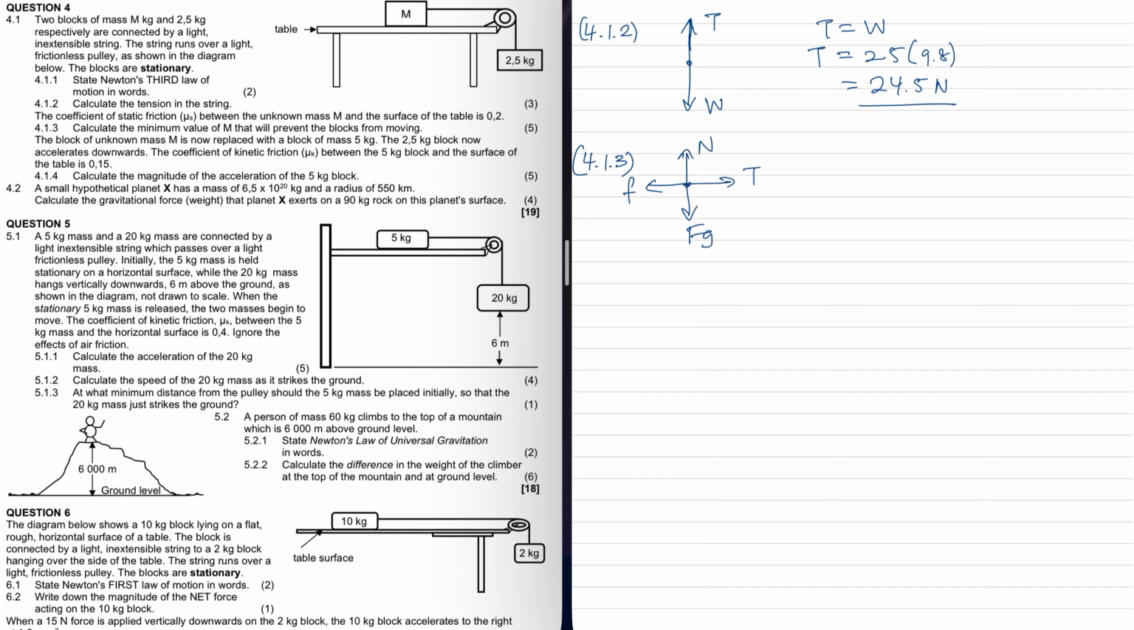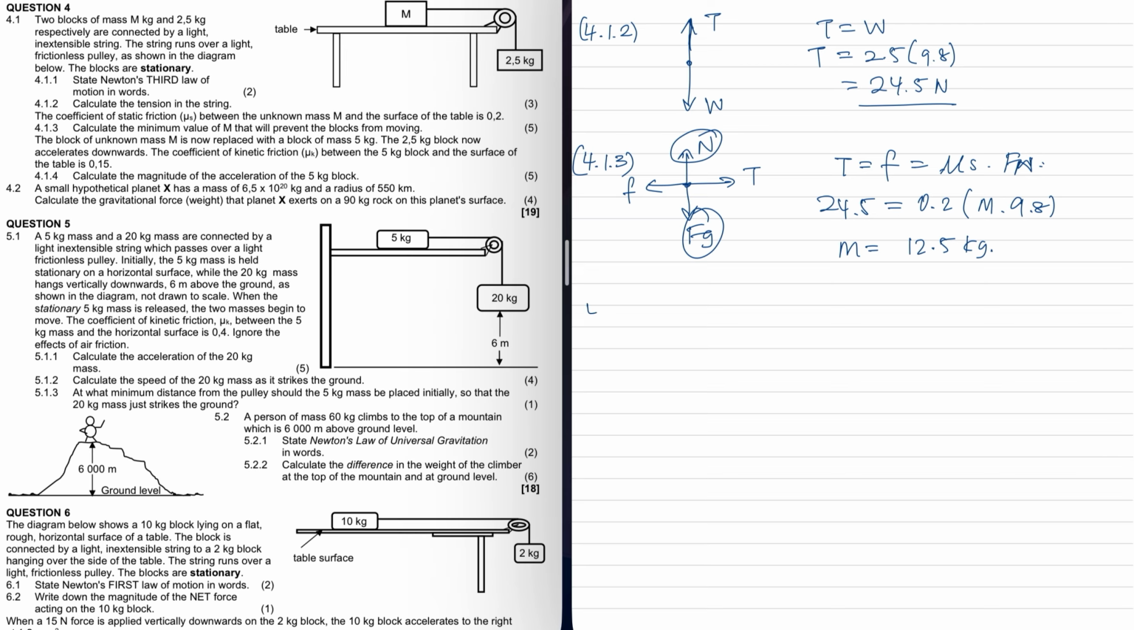So we want it to stay stationary. That means we want the tension to equal the friction, right? And friction is equal to mu s times Fn. So we worked out the tension to be 24.5, which is equal to mu s, which is 0.2, times the normal force. The normal force is going to equal the force of gravity, which is m times 9.8. And now we can solve for m. So m is going to equal 12.5 kilograms. So for 5 marks, not too difficult.